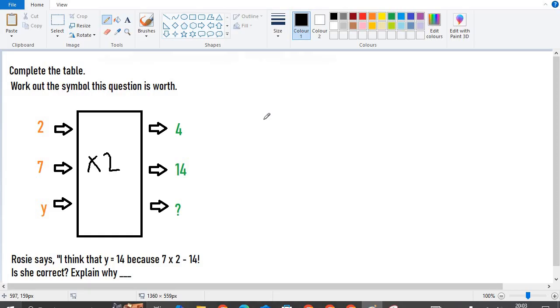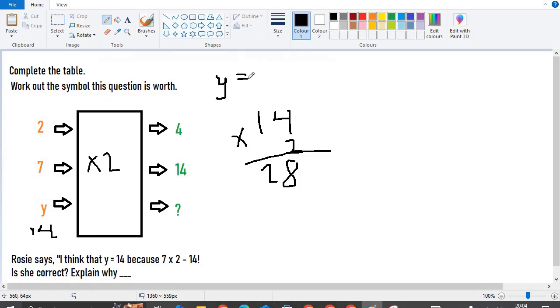So let's write that down. 4 times 2, which is 8. 1 times 2, which is 2. So we can write 14 here. Or we can just write y equals 14 right here to make it easier. And 14 times 2, which we got the answer here, 28. So after that, we have completed the table. Now let's go on to the next question.